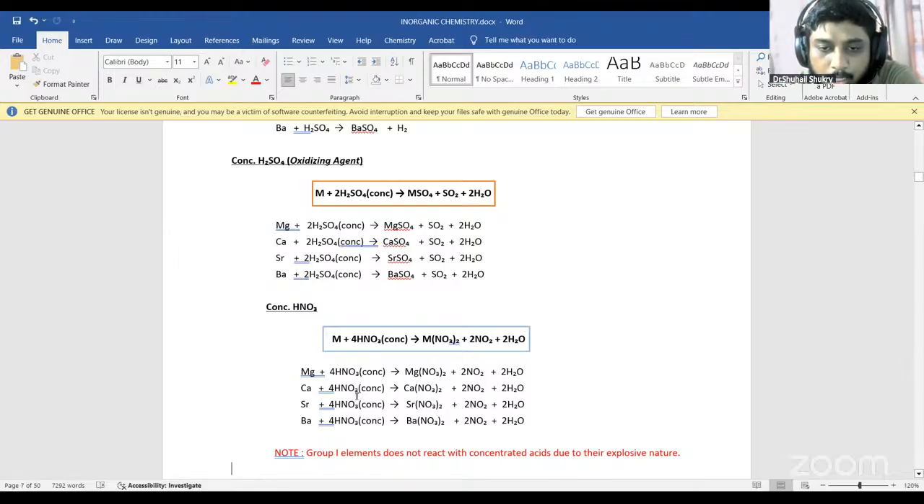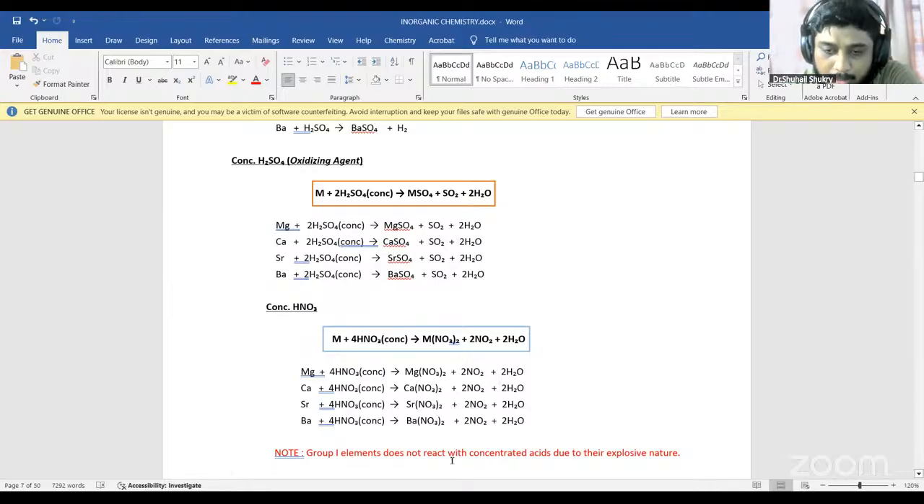When you react with concentrated HNO3, you get the nitrate, NO2 and water. NO2 is a gas, a brown color gas. SO2 doesn't have a color, but it gives you a pungent odor.